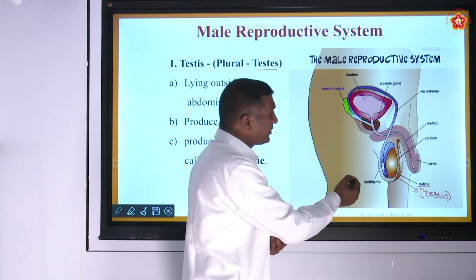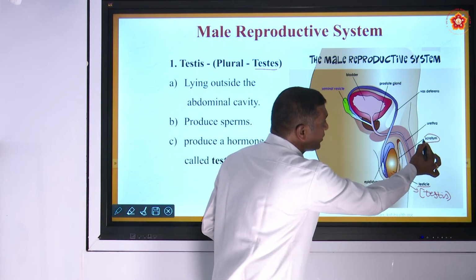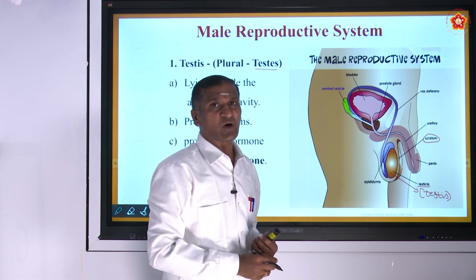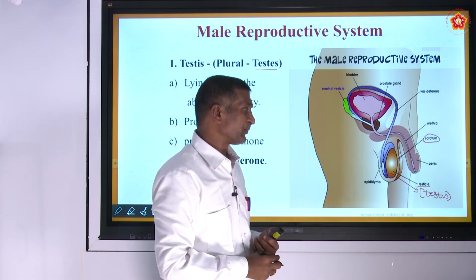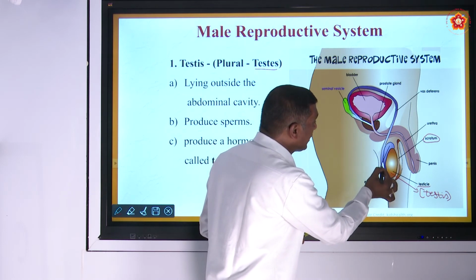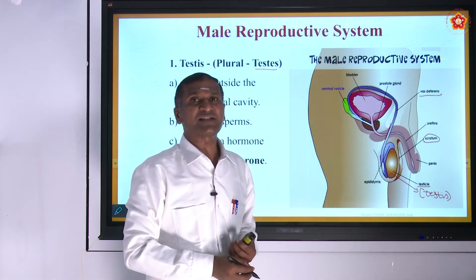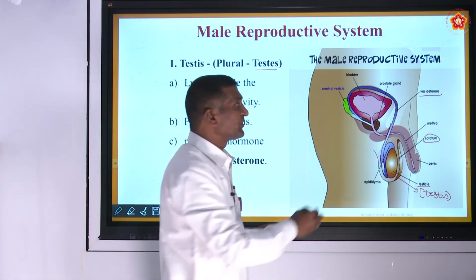Then you have the testes, which are enclosed with a skin covering called the scrotum, and then you have an elongated tube called the vas deferens, through which the sperms are carried.